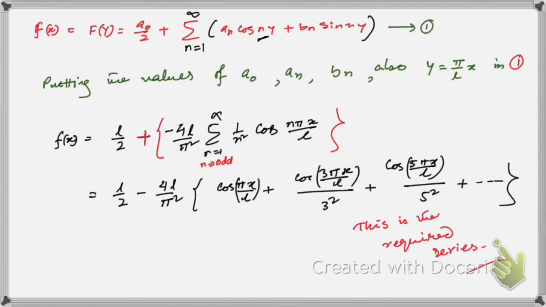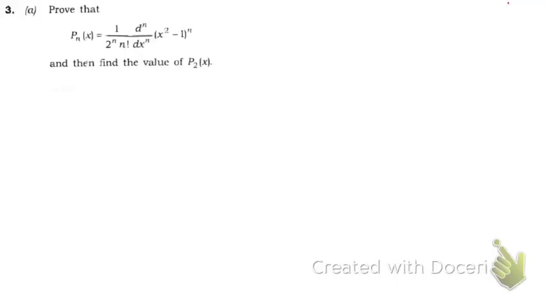Now let's move on to the next question. So our next question is to prove this. So now also find the value of P2 x. So let me show you how. So now let us consider that this is v, x square minus 1 whole to the power n is equal to, suppose, v. Okay, so let me consider that way.